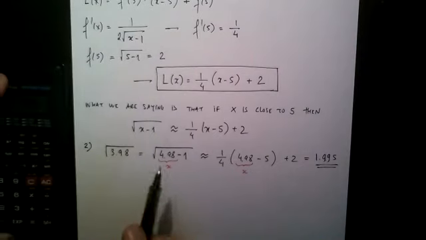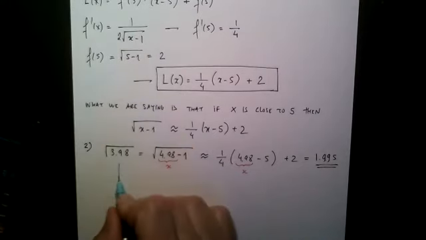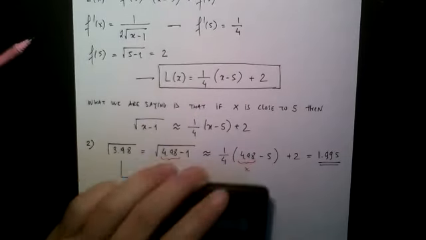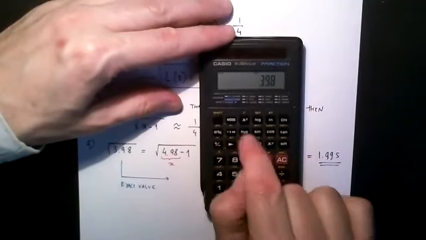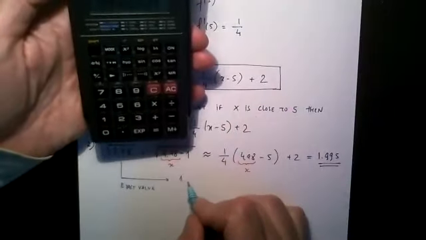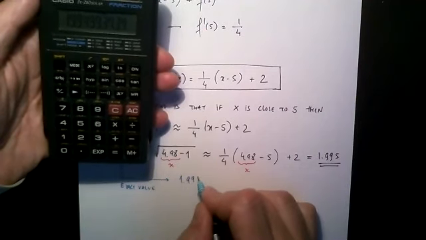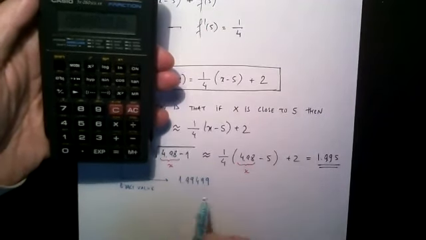Okay, let's find the exact value. So let's do the square root of 3.98. There you go. You see what I get? I get 1.99499. Well, that's not bad.